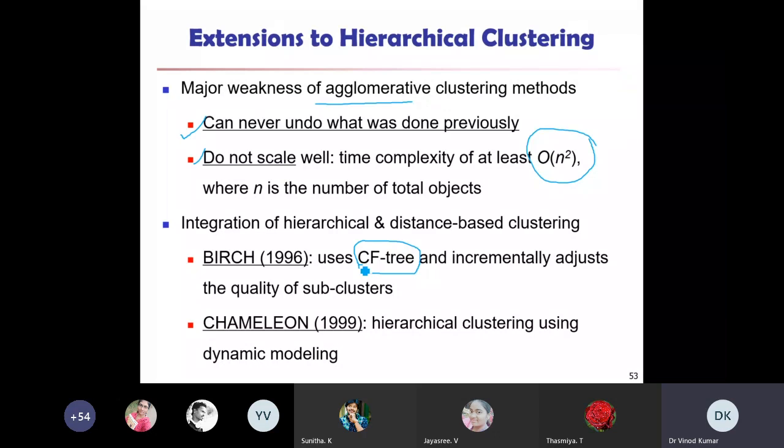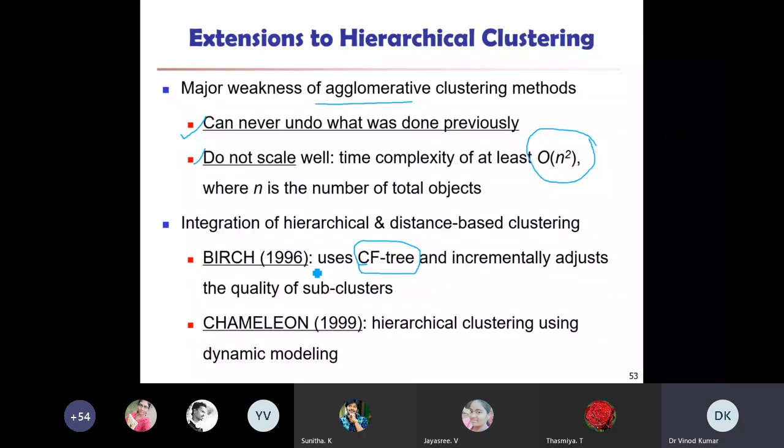Then you need to know the concept of the dendrogram, how it is constructed. The tree part is very important. Next we have the BIRCH algorithm, 1996. What is this? The full form is Balanced Iterative Reducing and Clustering using Hierarchies. Once again, Balanced Iterative Reducing and Clustering using Hierarchies.